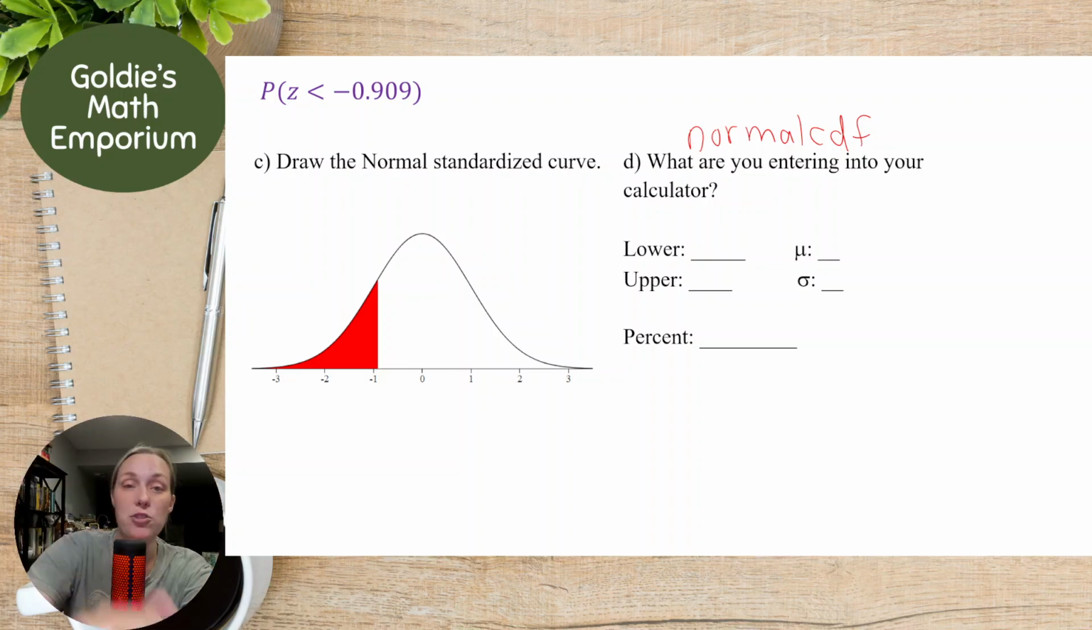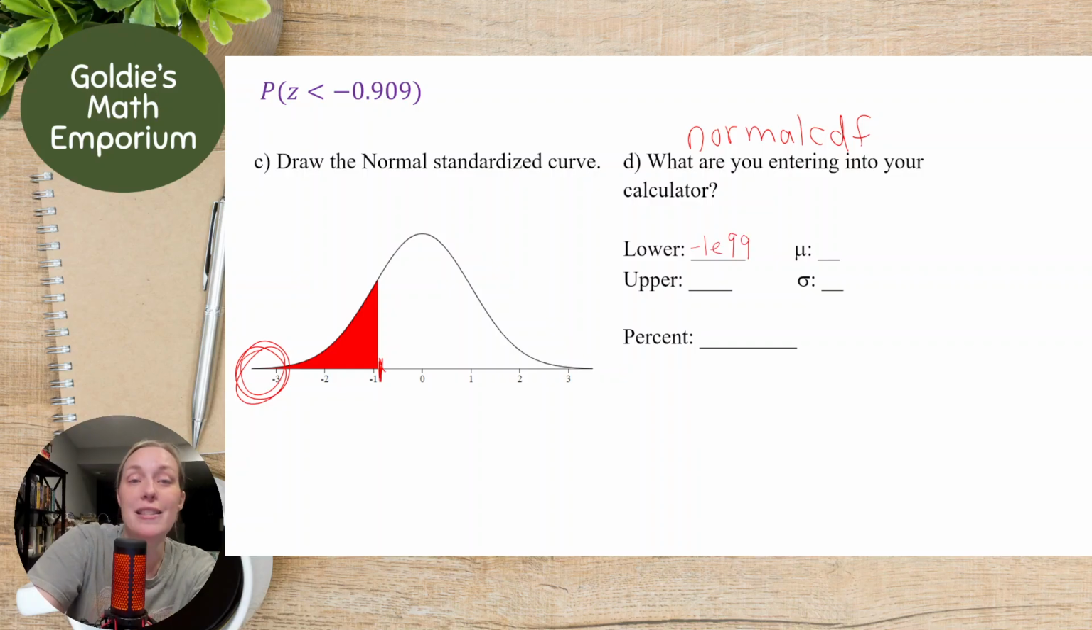And what are we entering? Our lower boundary in this case, because it goes off to the left, is going to be negative infinity. Our upper boundary is right here. This is going to be our z-score, negative 0.909.